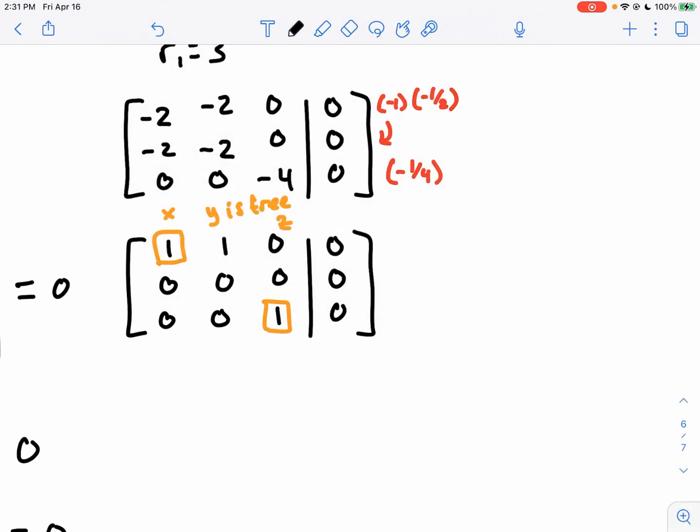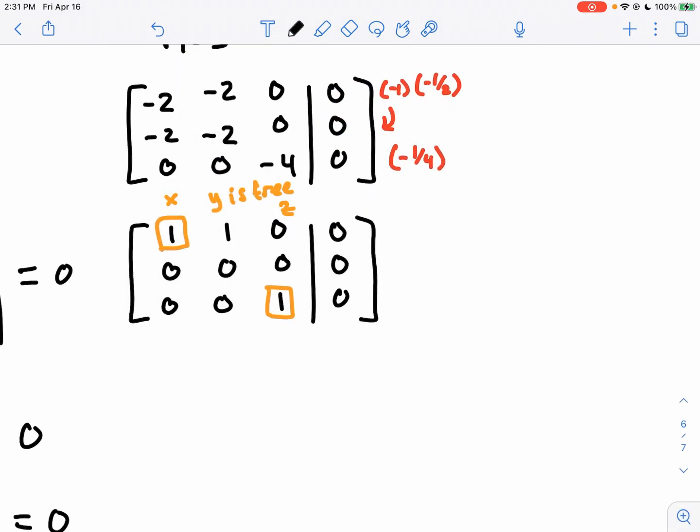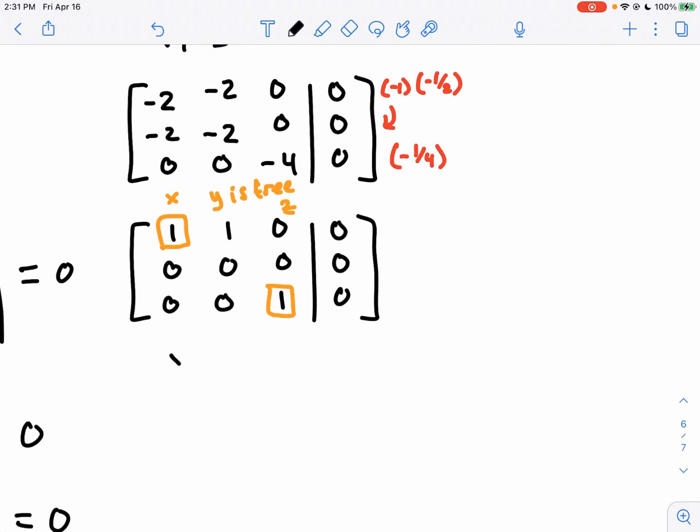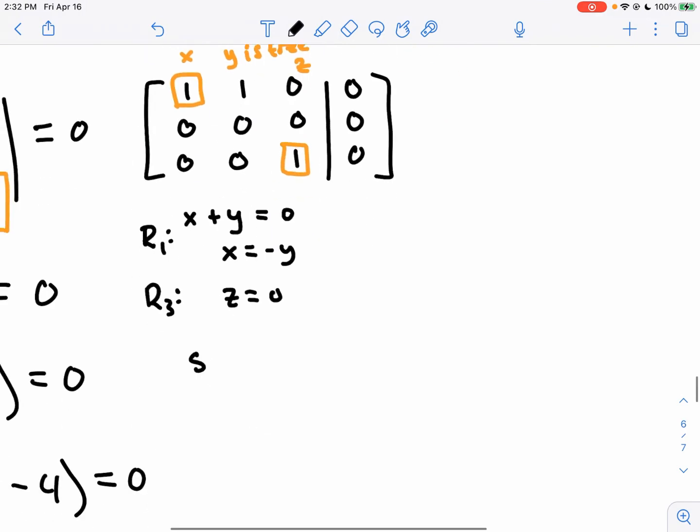Now we're going to turn the first and third rows into equations, and they look as follows. The first row would be x plus y, no z's, is equal to 0. In other words, x is equal to -y. This is what row 1 gave us. And then row 3 gives us simply that z is 0. So our solution, y is free, and x has to be -y, and z has to be 0. So x has to be -y, y is free, and z has to be 0.